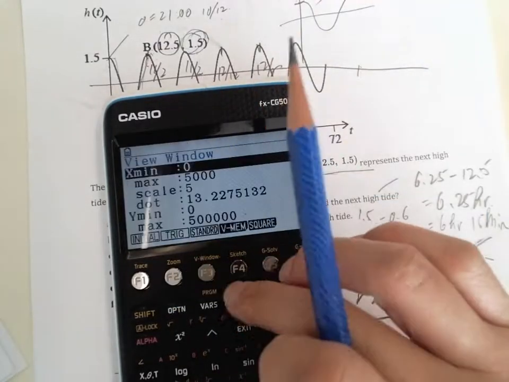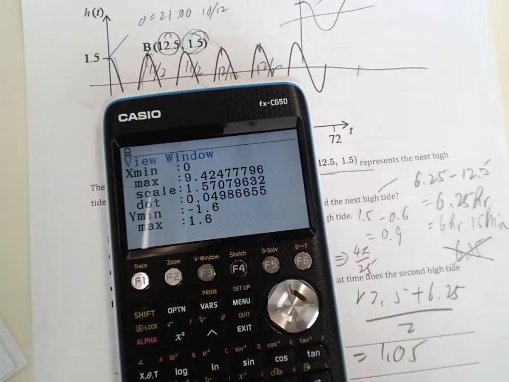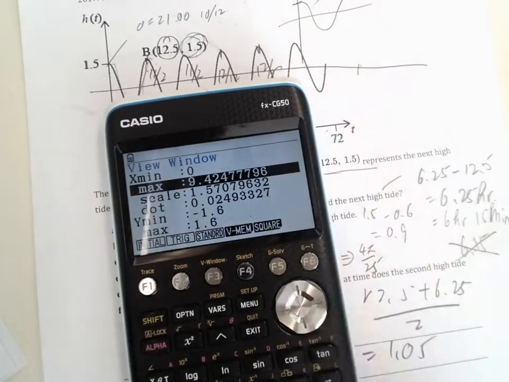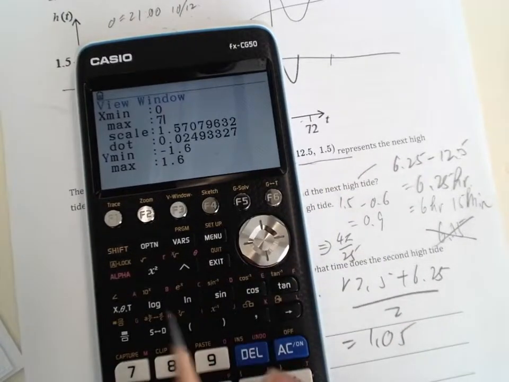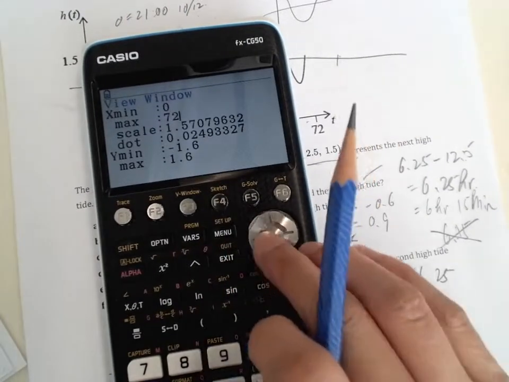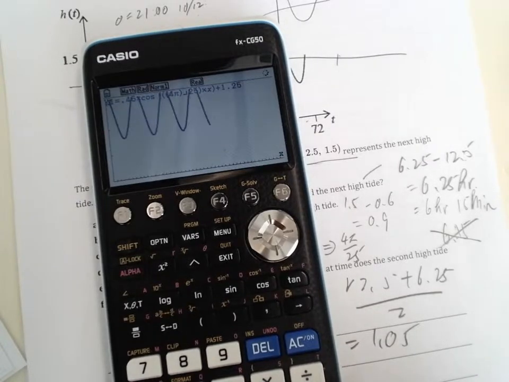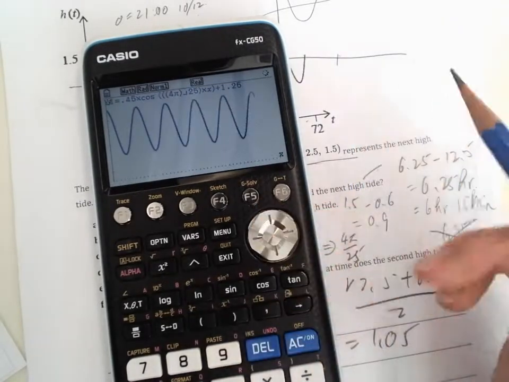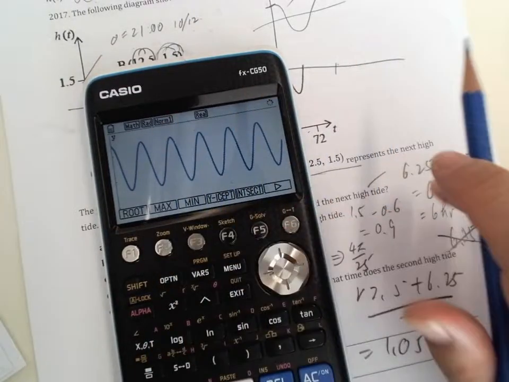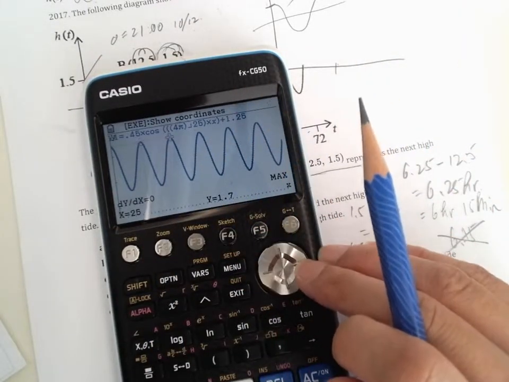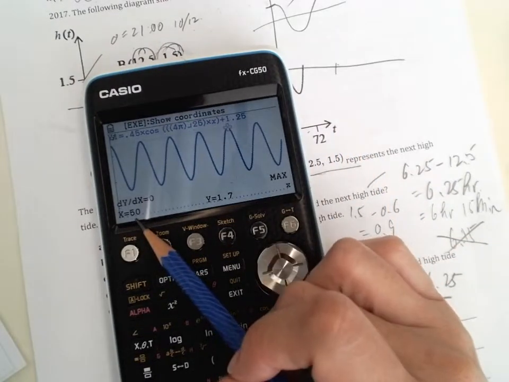Now, we have standard trig, but from 0 onwards to 72. Fix it, just follow here, to 72. And for the y value, we do not need that much. Now I need to count to the fourth maximum. So maximum, 1, 2, 3, 4. X equals 50.